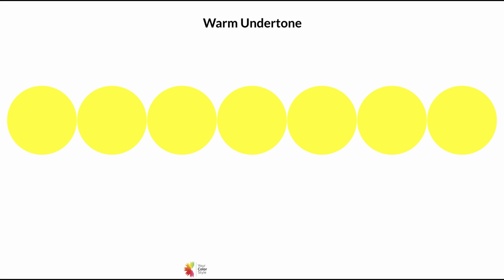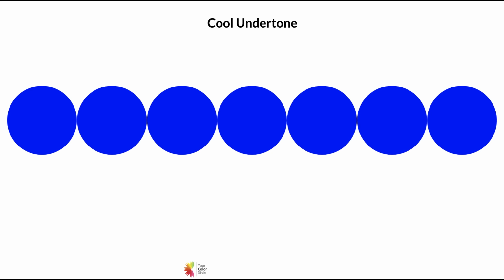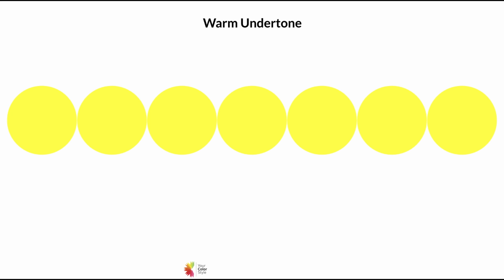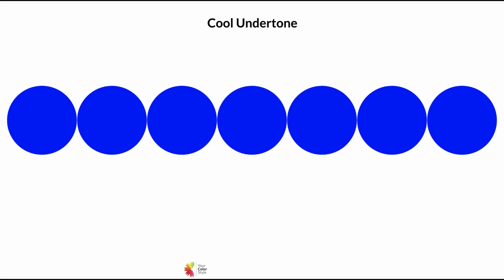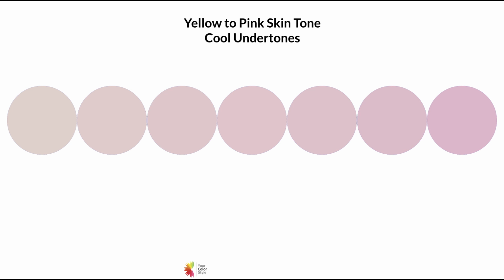So we have warm undertones, and we're going to use this very bright yellow, and we have cool undertones. Now, the reason I have yellow and blue is because warm undertones have yellow underneath the skin and cool undertones have blue underneath the skin. So when we layer things up, we take this yellow to pink skin and we layer it over the blue, we get cool undertones. We get skin that has cool undertones.